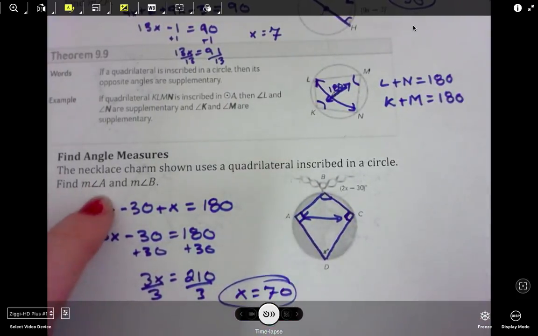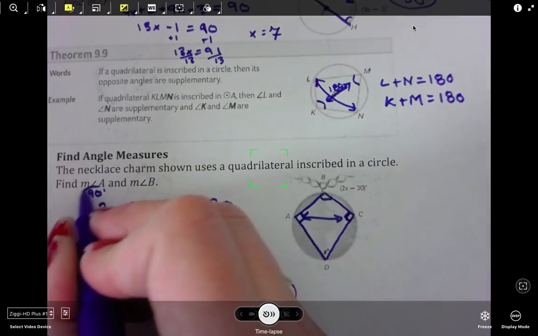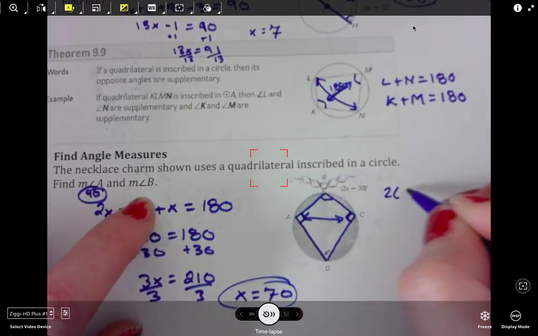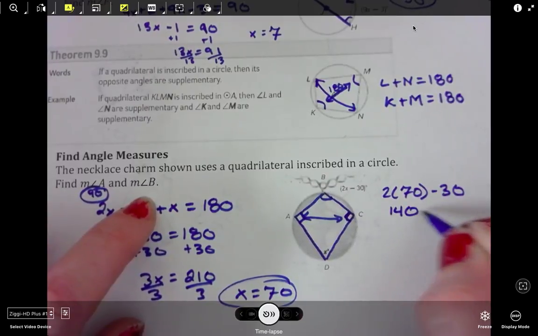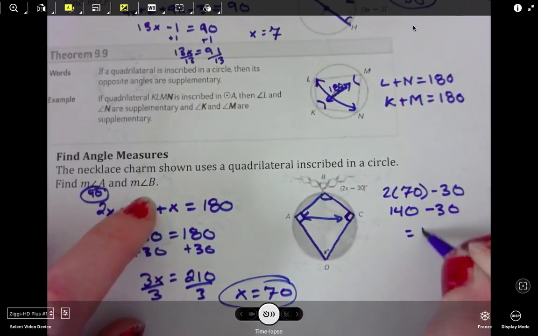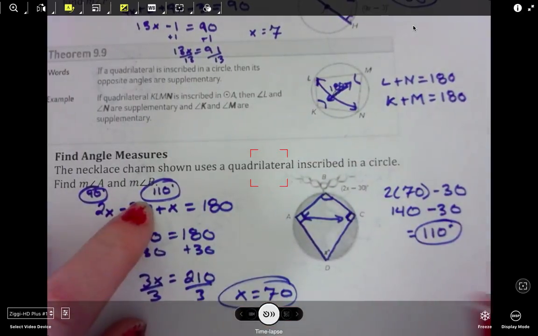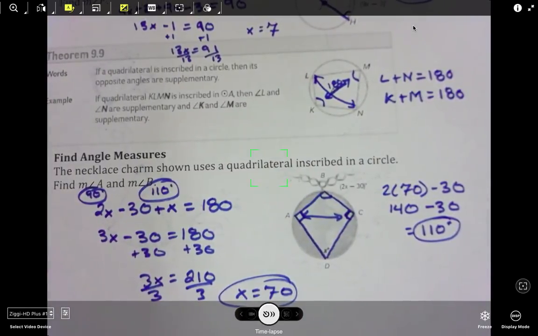And they want us to find the measure of angle A. We did that. Angle A was 90 degrees. And the measure of angle B. If I plug 70 back in here, 2 times 70 minus 30. 2 times 70 is 140 minus 30. So 110. 110 degrees is what angle B is. Okay, and there's that. So opposite ones are supplementary to each other when it's inside of a circle.